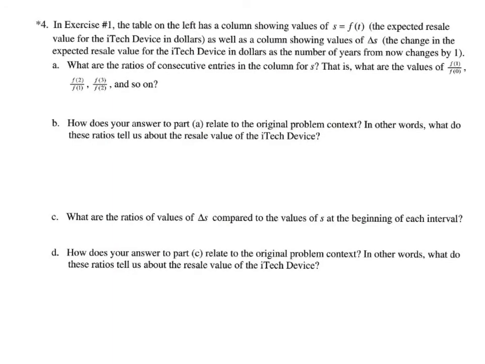Finally, question 4 asks you to explore the table that you have created in a slightly different way. Be sure to read each question very carefully and only consider what the question is asking you. For example, f of 2 is the output of the function f when the input is 2. So, f of 2 will be the resale value of the iTech device 2 years from now. It's just one number. You can find this value in your table. Find the ratios for each part of the question and provide answers to all parts of question 4.